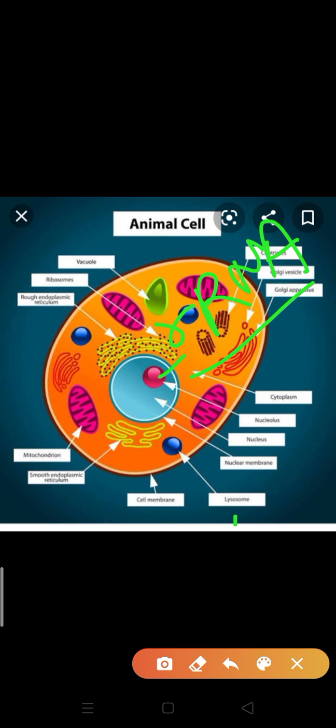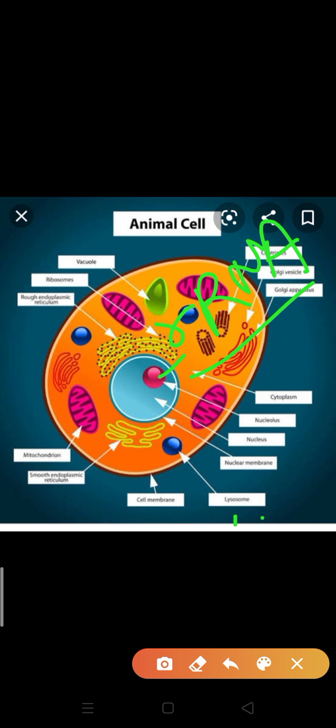Mostly all the cells are uninucleated, but exceptions are also there. This uninucleate condition is visible in that picture. Clear? So the nucleus is filled with chromatin, and the chromatin is composed of DNA, mRNA and tRNA. Okay, so this is the centrally located part of a cell.